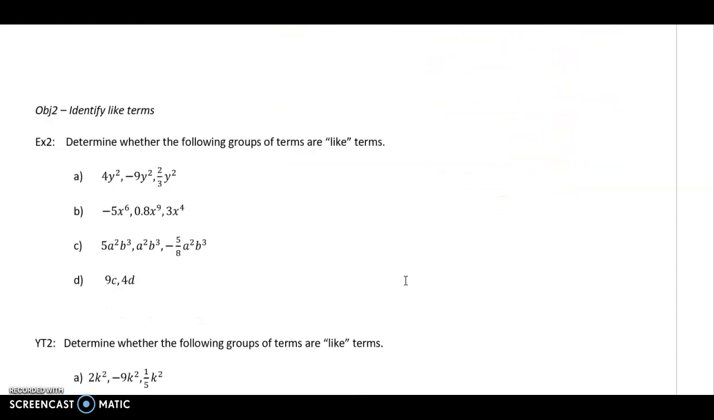All right, so along those same lines, we're going to look at different terms. These are not connected in any way. They're not added or subtracted together. They are just a group of terms. And we want to see if they are like terms, if they have the same variables.